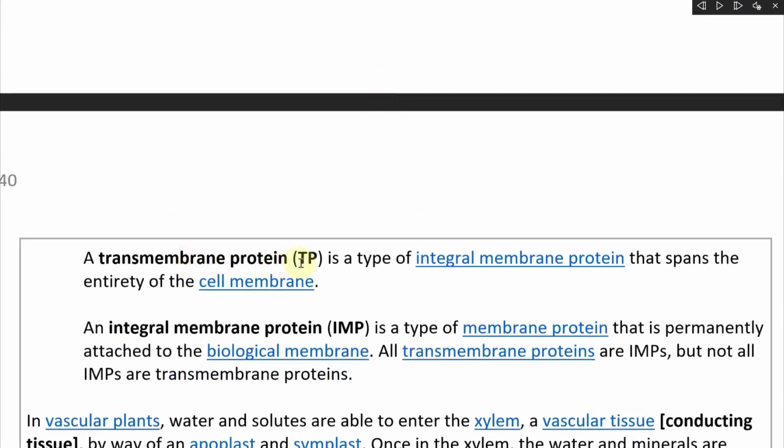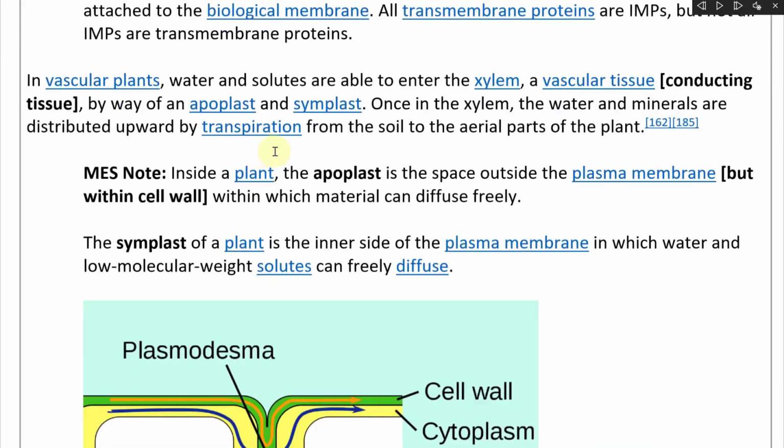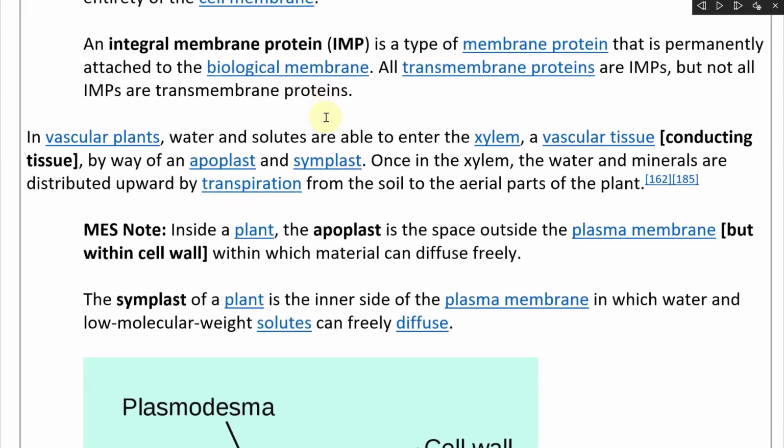A transmembrane protein, TP, is a type of integral membrane protein that spans the entirety of the cell membrane. An integral membrane protein, IMP, is a type of membrane protein that is permanently attached to the biological membrane. All transmembrane proteins are IMPs, but not all IMPs are transmembrane proteins. So basically all of these IMPs are permanently attached to the biological membrane, but some don't span the entire cell membrane. Again, just more terminology. Most of life is just terminology.